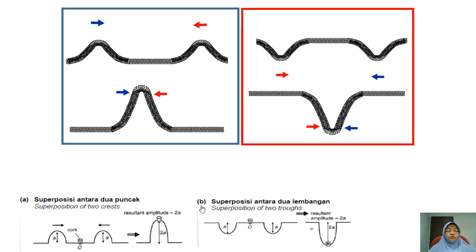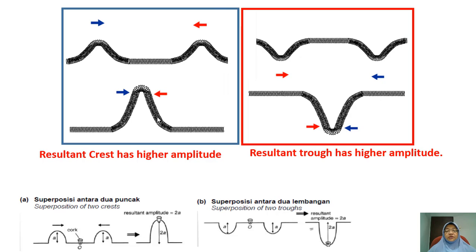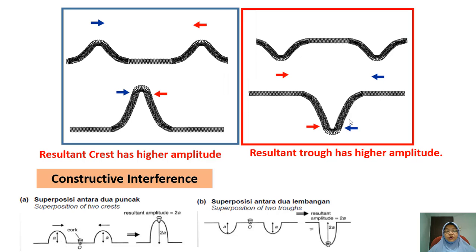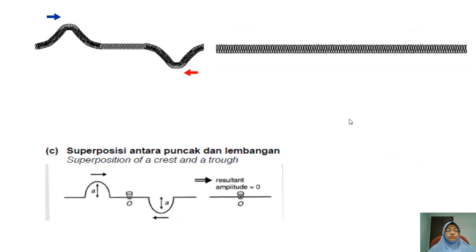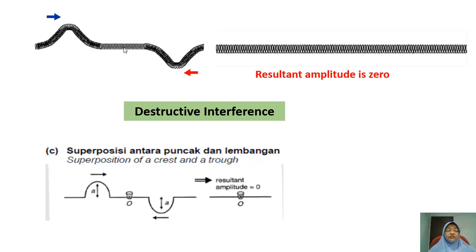Okay, so now we conclude what we learned just now. Two crests meet together, we have a bigger amplitude of crest. So the resultant crest has higher amplitude. This one we have a negative crest, which we call a trough, negative amplitude. So meet together we have a bigger negative amplitude or negative trough. So this is what we call constructive interference. Now we have another one, a crest and a trough meet together. So the resultant amplitude is 0. So this is what we call destructive interference.